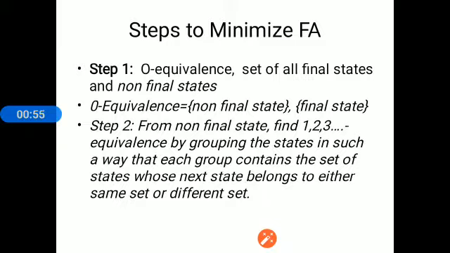These are a few steps to solve minimization of finite automata. First step is you have to calculate zero equivalence. In zero equivalence, differentiate final state and non-final state. In step 2, from the non-final states find 1 equivalent, 2 equivalent or 3 equivalent and so on by grouping the states in such a way that each group contains the set of states whose next states belong to the same group. These steps we will see while solving the example.